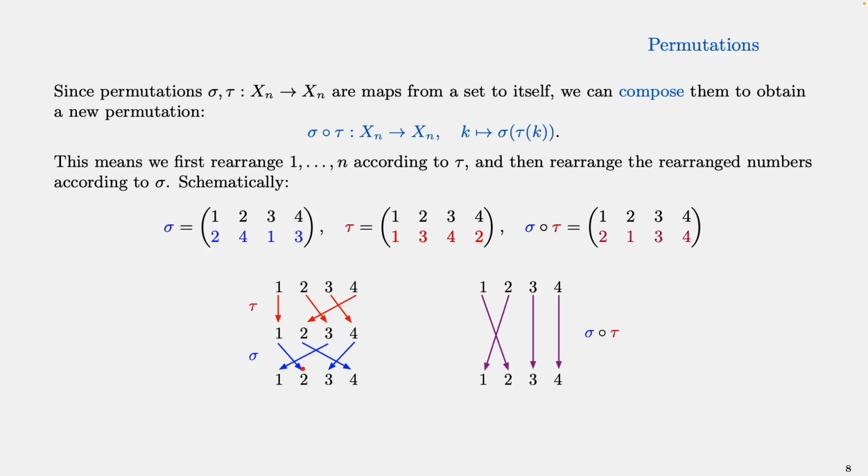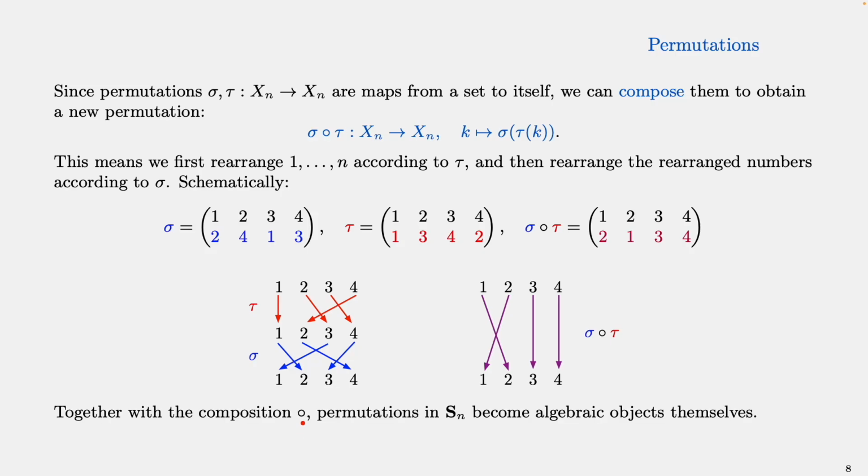1 goes to 1, goes to 2. So 1 goes to 2. 2 goes to 3, goes to 1. So 2 goes to 1. 3 goes to 4, goes to 3. So nothing happens with the 3 after all. It's fixed. 4 goes to 2, goes to 4. And same for element 4. It's fixed. It's mapped to itself.